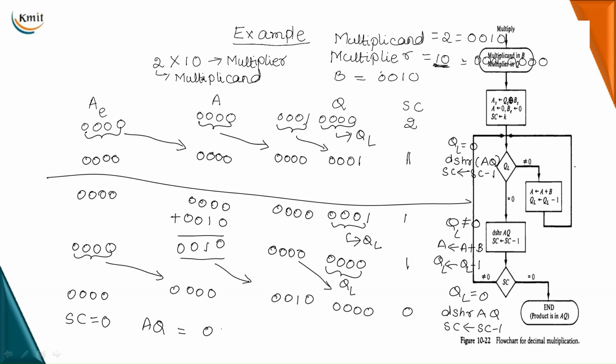So what is the result in A and Q? It is 0000, 0000, 0010, 0000, which is nothing but 0020, which is your 20. So this is the BCD multiplication algorithm with the help of a flowchart. Thank you.